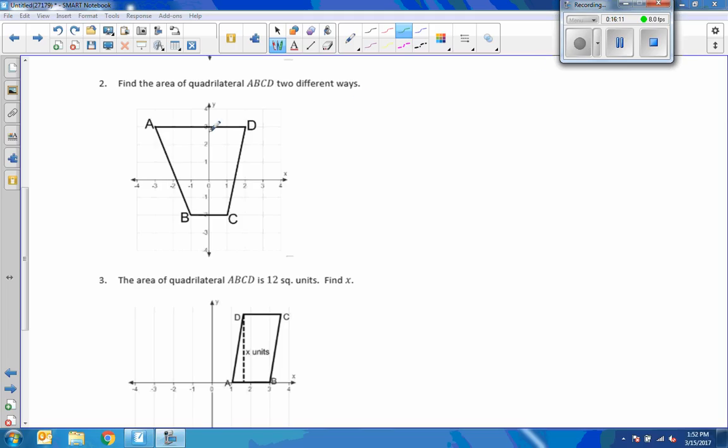Okay, the other way to find the area of this is to use the formula for area of a trapezoid, which is what this is. By definition, a trapezoid is a four-sided figure, quadrilateral, with 2 parallel sides and 2 non-parallel sides. That is a quadrilateral trapezoid. The area of a trapezoid is 1/2 base 1 plus base 2 times the height.